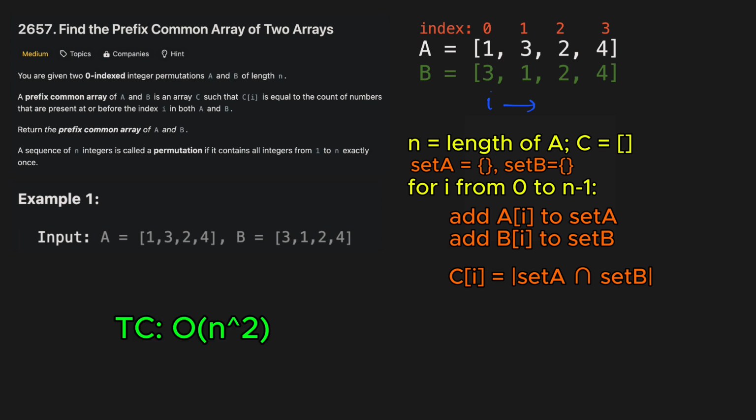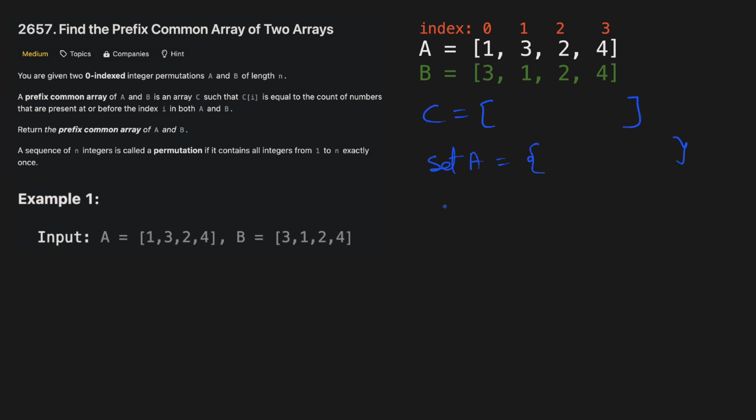And now the time complexity reduces to O of n square because of two nested loops. The outer loop runs from 0 to n minus 1 and the intersection of two sets will take O of n time because we have to go through each element of set A and see if it is present in set B or not. So because of this nested nature, the time complexity here is O of n square. And in terms of space complexity, the auxiliary space complexity will be O of n for storing the elements in the sets. And in any case, we have to store and return the answer array.